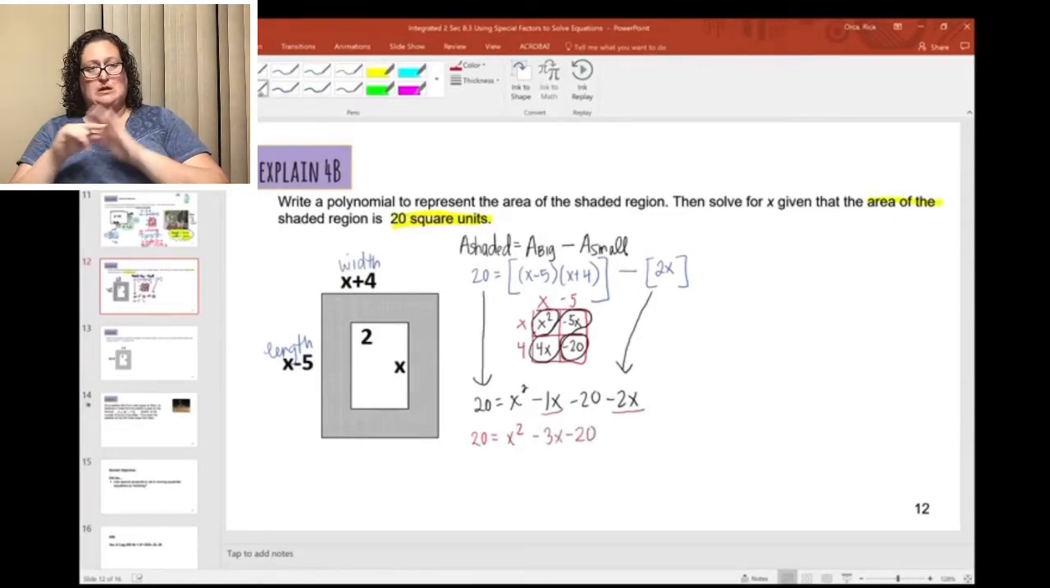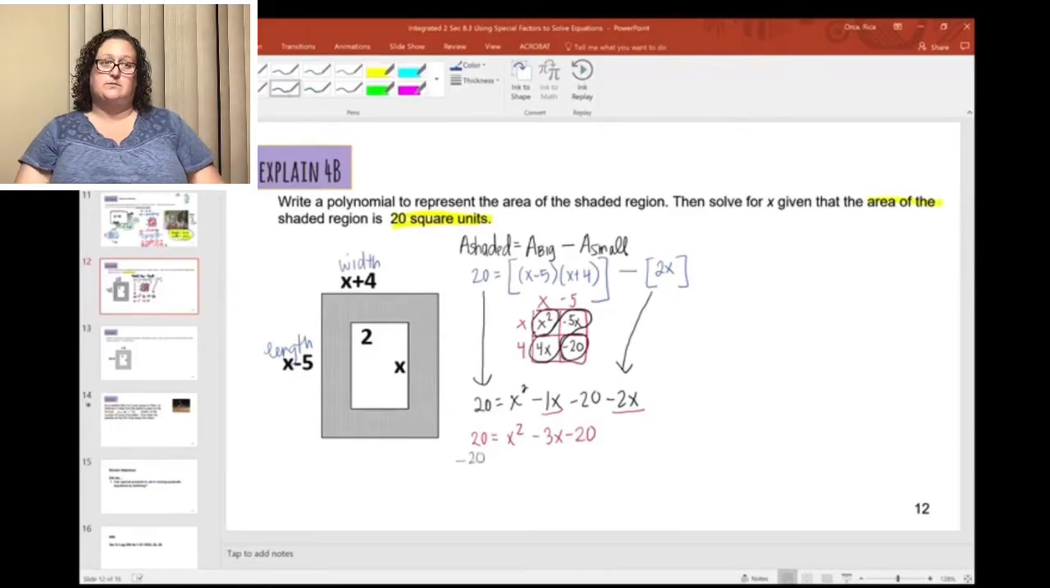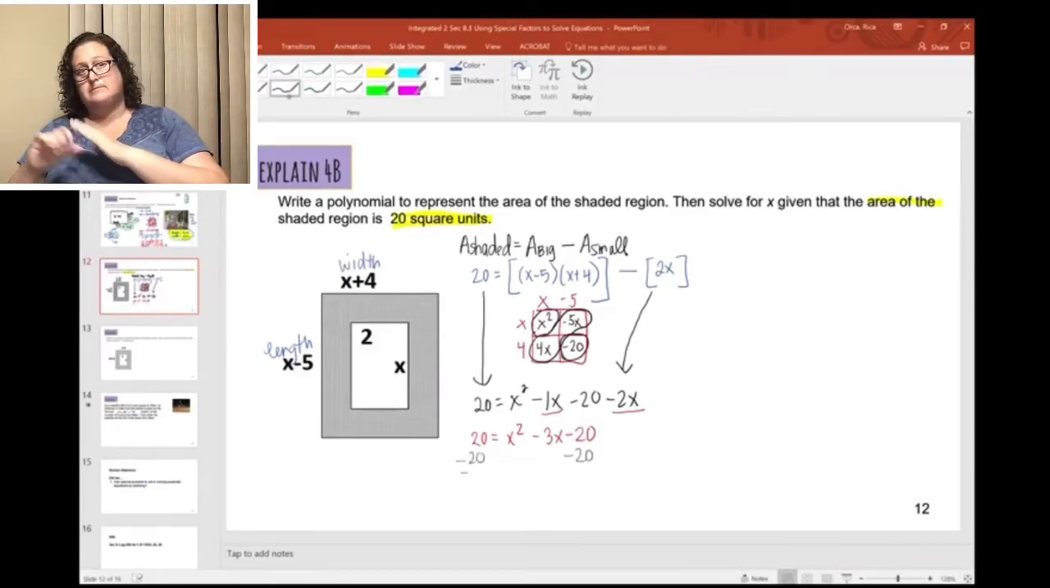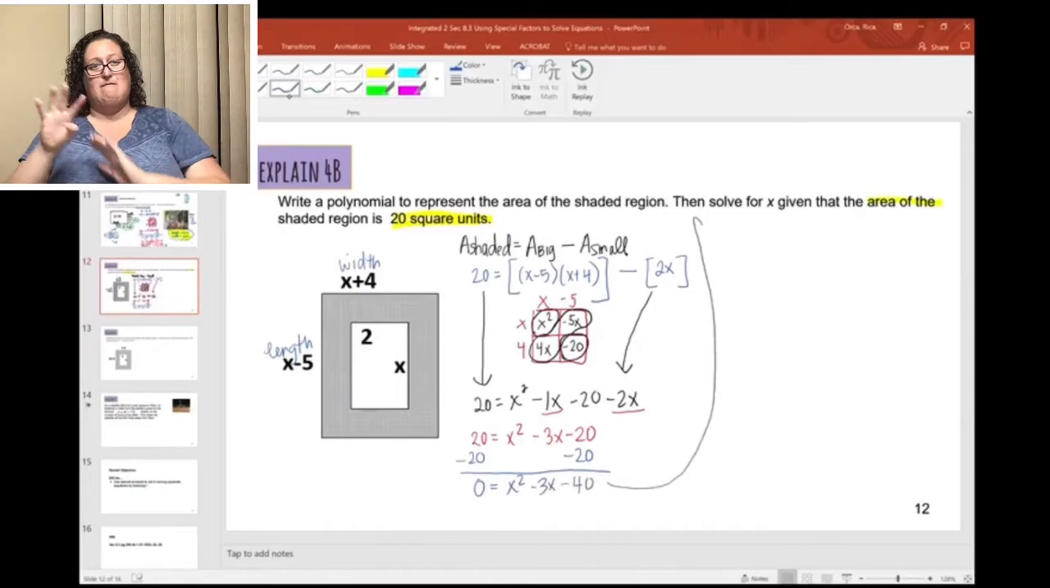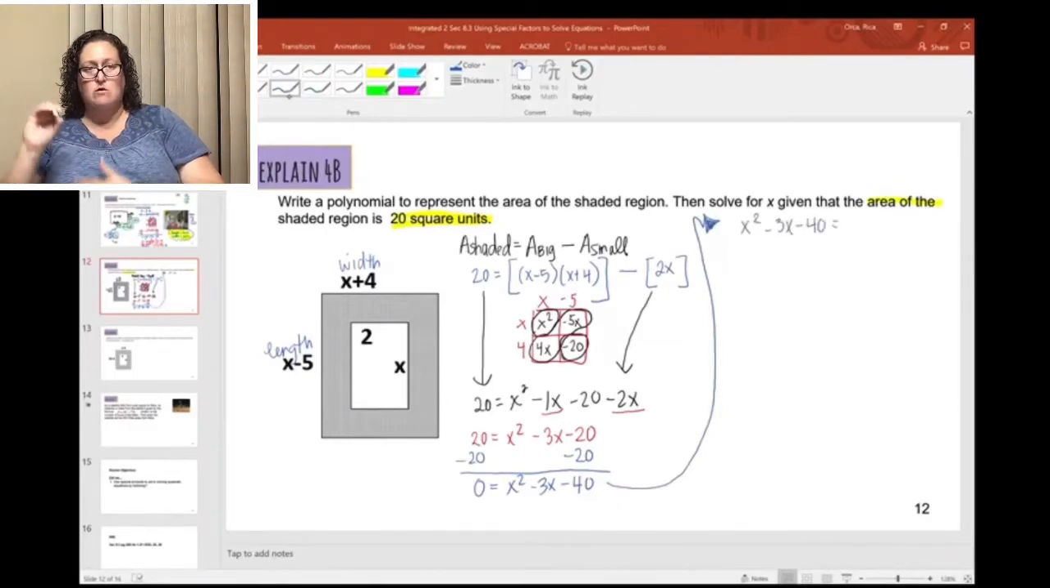So remember, this is a quadratic equation, so our equation needs to equal 0. Let's subtract the 20 from both sides. That's going to give us 0 is equal to x squared minus 3x. Negative 20 minus 20 is negative 40. Since I'm running out of space, I'll continue my work here, and I'll rewrite it. X squared minus 3x minus 40 equals 0.